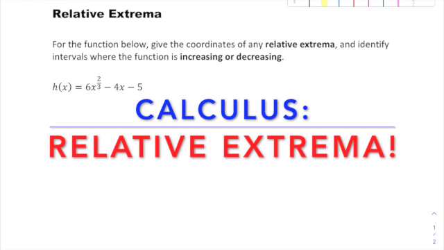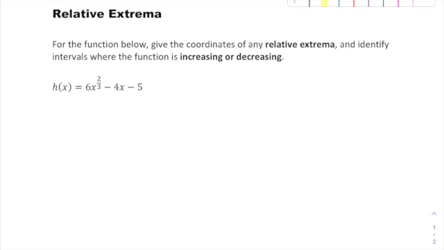Finding relative extrema and intervals where a function is increasing or decreasing. The process is the same for all kinds of functions: you want to find the critical numbers of the function, and that's where the derivative is 0 or undefined. Those are critical numbers, right? And then we want to test to the left and right using some kind of sign chart or number line, something to organize that, to see if the derivative changes from positive to negative or vice versa. We call that the first derivative test.